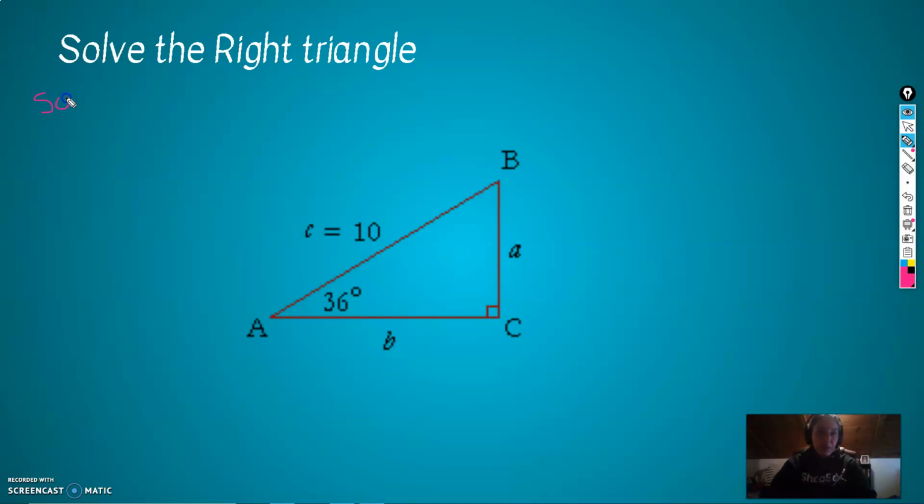I'm going to write SOHCAHTOA over here, which is a mnemonic that you'll hear a lot of people use. I don't use it myself, but because it's so widely used, I put it in my videos so that you can reference it when other people say it. So this is to remember that sine is equal to opposite over hypotenuse, cosine is equal to adjacent over hypotenuse, and tangent is equal to opposite over adjacent.